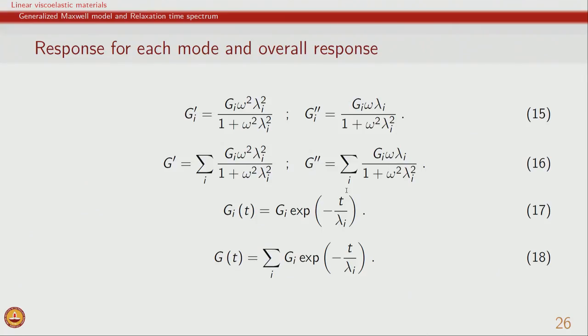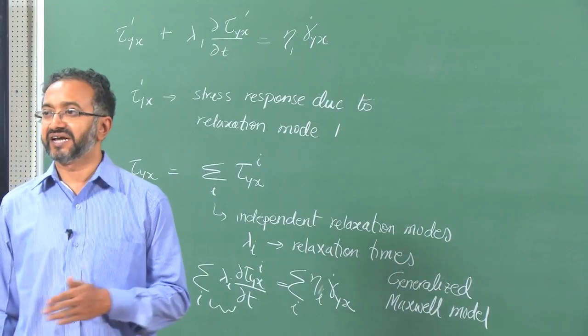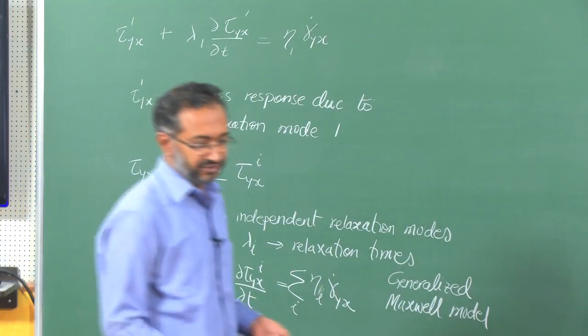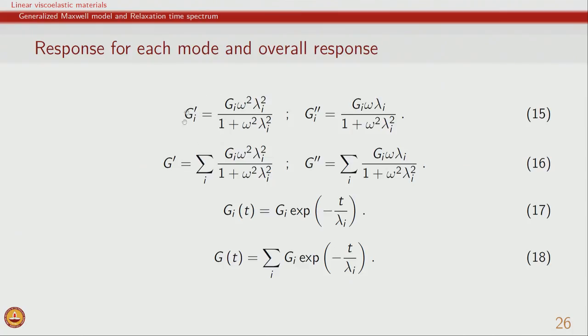And even when we look at how the material response is, for each and every response is independent of each other, because again these are relaxation modes which are independent. So, therefore, we can write the storage modulus for ith mode very similar to what we had written earlier, and then the overall modulus of the material is nothing but summation of all of these.